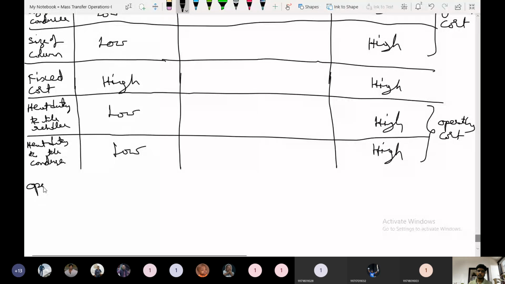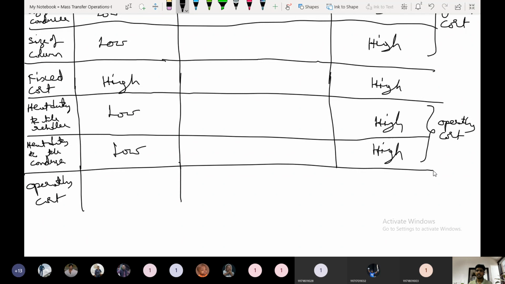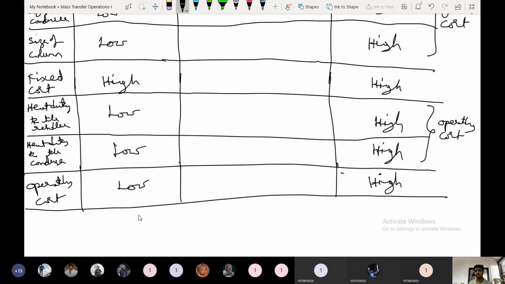Then by summarizing, what is the total operating cost? Operating cost is nothing but the heat duty supplied to the condenser and reboiler. So these two are low, because these two are the only operating cost. This will be low, and these two are high here. So we can say the overall operating cost will be very high here. So by this we can say what the total cost is.